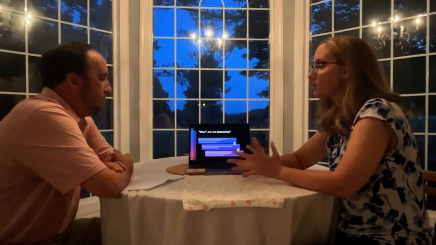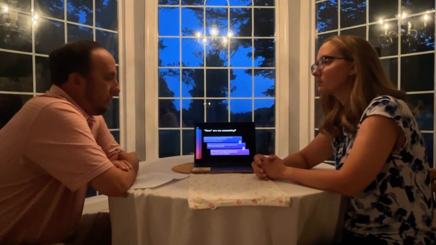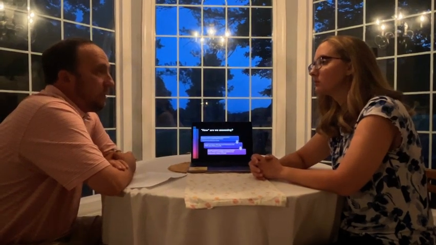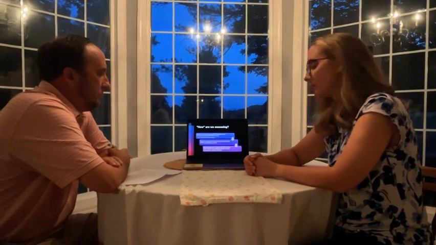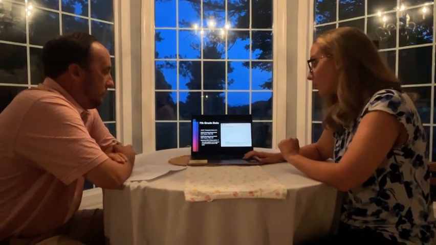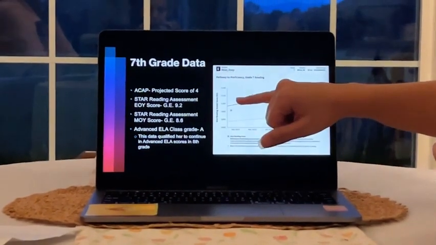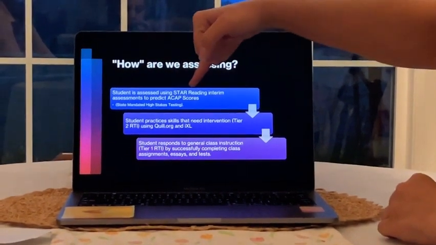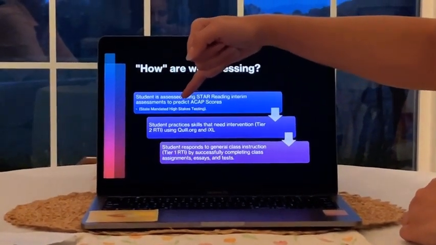Okay, so golf pro, typically golfers want to hit par, correct? So what is par? Par is basically an achievement score representing how hard or how tough a golf course is. Okay. So that is what we're looking for in these scores. We want to see that we are above par, at par, or where we need to be. You can see this would be our par line here, and she is achieving well above that. So she's assessed by using STAR reading interim assessments to predict ACAP scores. And ACAP is our state mandated high stakes testing.